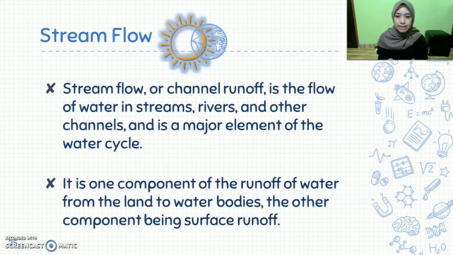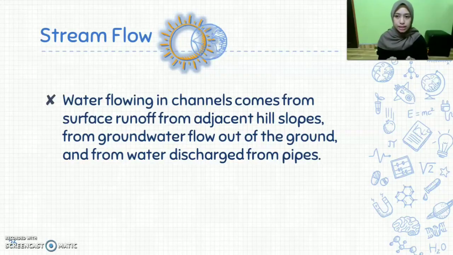Stream flow. Stream flow or channel runoff is the flow of water in streams, rivers, and other channels, and it is a major element of the water cycle. It is one component of the runoff of water from the land to water bodies, the other component being surface runoff. Water flowing in channels comes from the surface runoff from adjacent hill slopes, from groundwater flow out of the ground, and from water discharge from pipes.